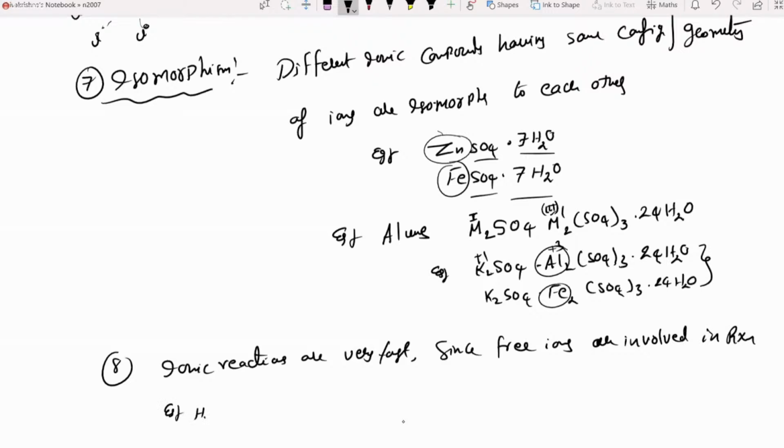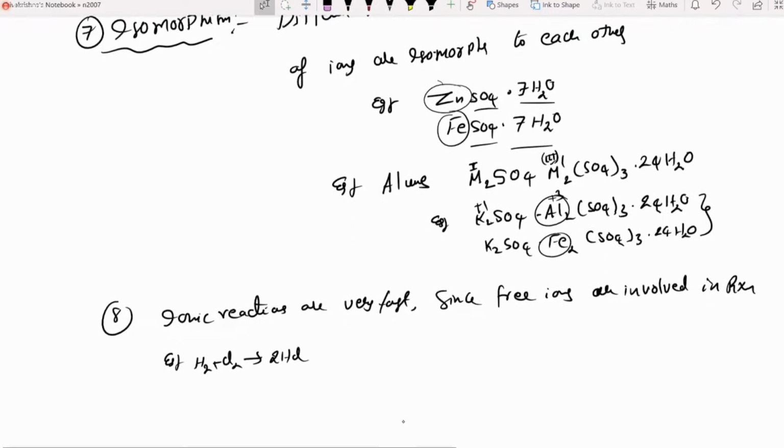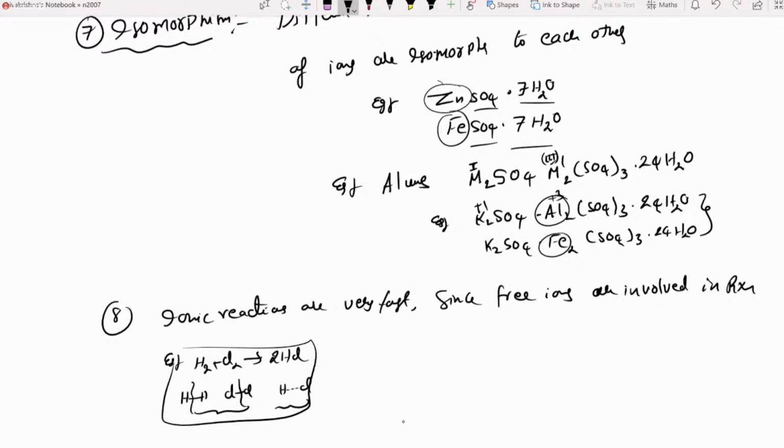H2 plus Cl2 gives rise to HCl, and this is a covalent molecule. The H-H bond first should break, the Cl-Cl bond should break, and then form HCl. Bond breakings and bond makings are required in a covalent reaction. But in an ionic reaction, for example, you take aqueous AgNO3 and aqueous NaCl, they readily form a white precipitate within a fraction of a second.